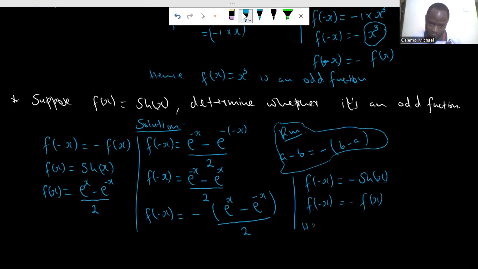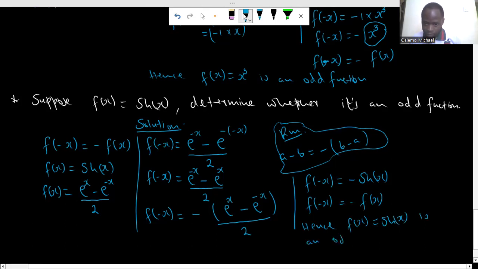Hence, f of x being equal to sh of x is an odd function.